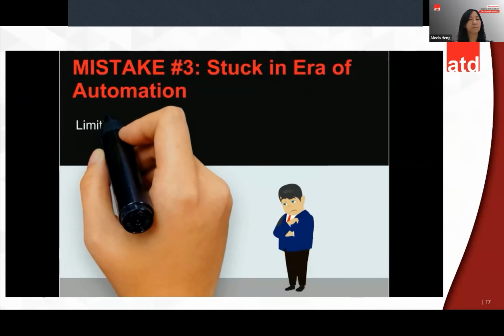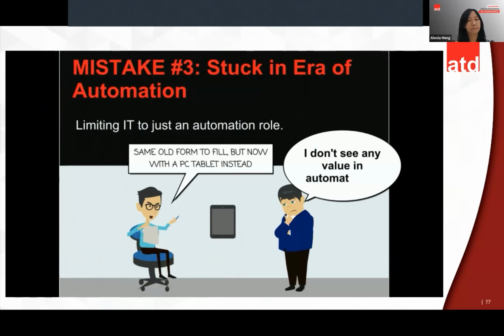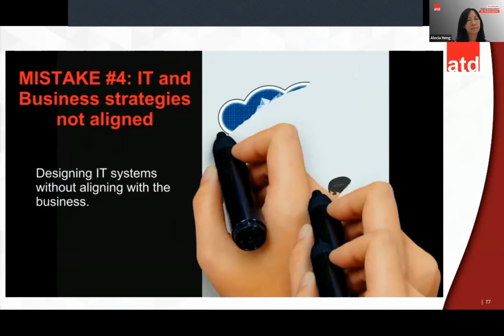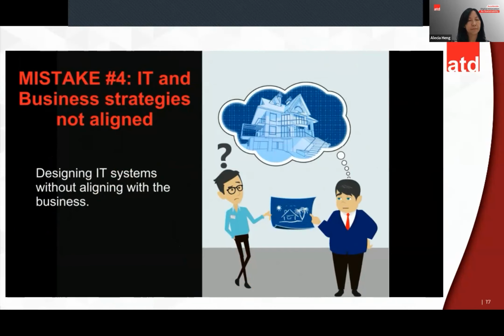Mistake 3: stuck in the era of automation. Usually, the approach is to use IT to automate certain business processes. Such a scenario was very project management focused, resulting in time, resources, and budgets being fixed based on broadly defined requirements. Mistake 4: IT and business strategies not aligned. The role of the IT department is to map out what applications and technology a company should implement to keep itself competitive. But many IT professionals come from the IT side, not the business side, and usually do not understand the business needs of the company.